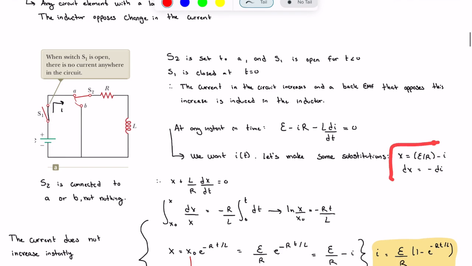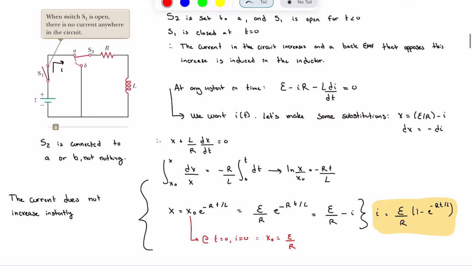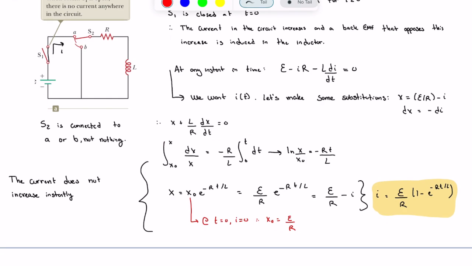So now let's take these values and substitute them back into our main equation. We do that, and we get this here. So x plus L over R dx over dt is equal to 0. We've done similar things before, where we're going to take everything that has an x onto one side, and everything else goes to the other side. x starts off at some value, and it goes to some value. Time starts at 0, goes to t. We take the integral, and we get this, and on this side, we get this.